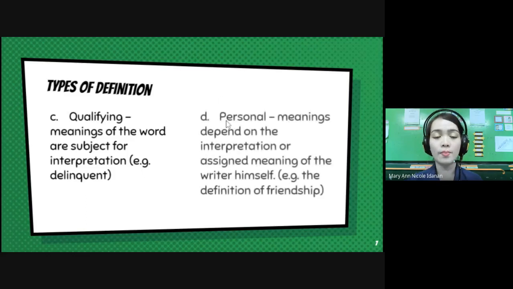And when we say personal, the meanings depend on the interpretation or assigned meaning of the writer himself.